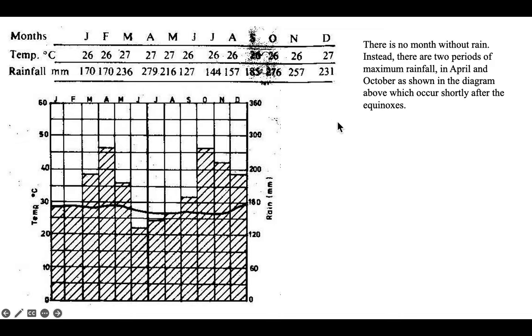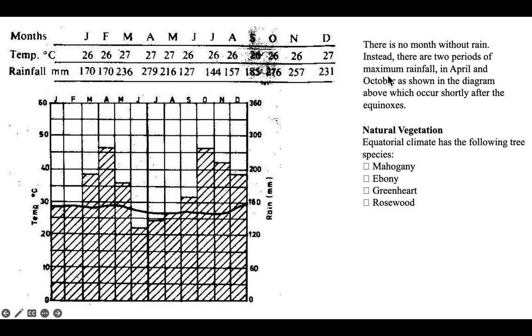I hope you're able to remember the definition of an equinox. An equinox describes equal day and equal night. When the time of the day and the time of the night are equal, we call that an equinox.